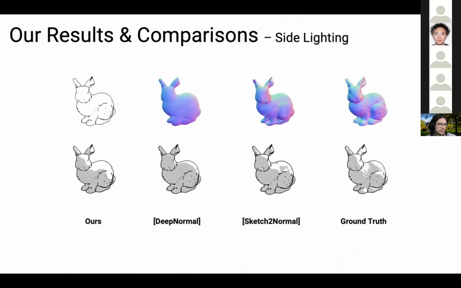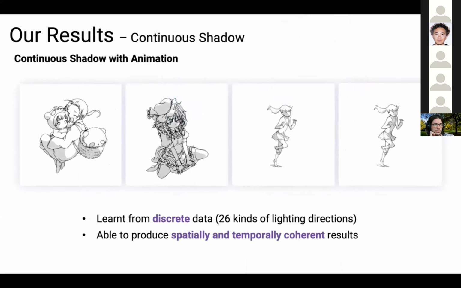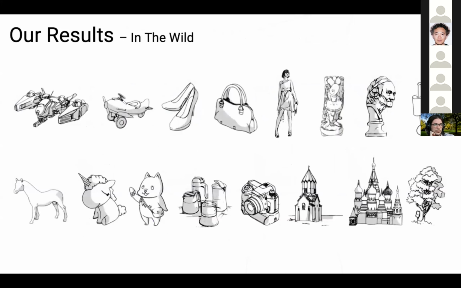Under the side lighting condition, we compare with a 3D test model ground truth. This picture demonstrates that Deep Normal has a backlighting appearance when it is actually side lighting. Our result is closest to the ground truth and learns the smooth boundary of shadow from the hand-drawn dataset. Despite the network learning from 26 kinds of discrete lighting directions, it can produce continuous shadows. There are more testing results in the wild in a wide range of styles of line drawings.